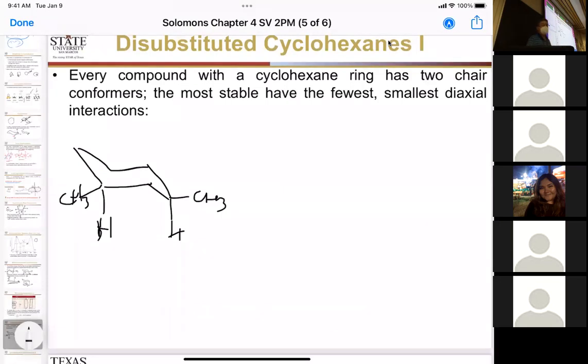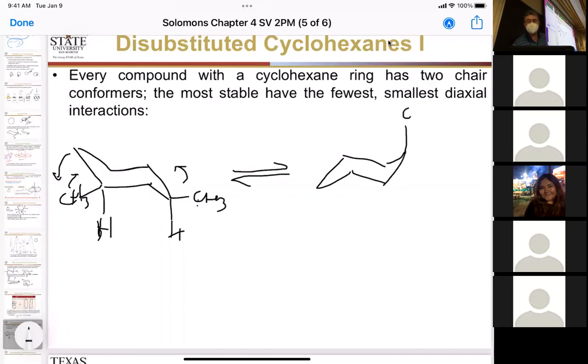But let's flip this ring, since we know we have some equilibrium flipping back and forth. So we're going to pull this down, which means this is going to rotate up. We're going to pull this up, which means this methyl group's also going to rotate up. So when we redraw it, the methyl group is here. Notice the position between this hydrogen and methyl group stays the same. All it does is go tilt. Okay, it just goes tilt.